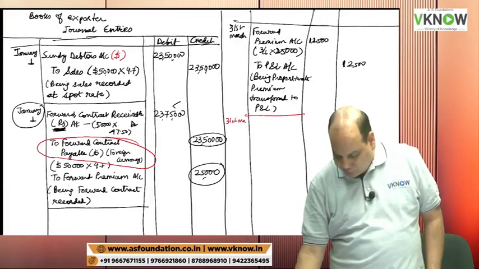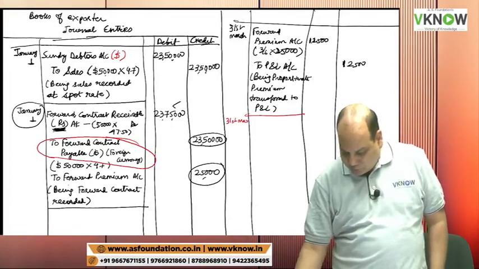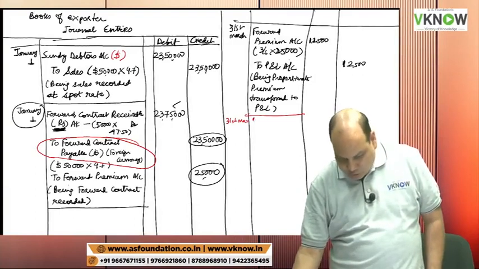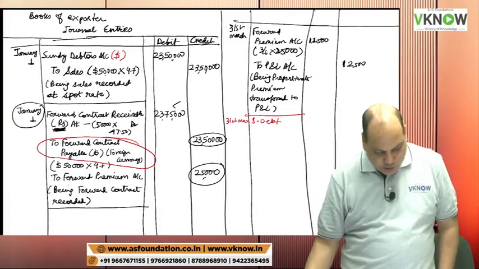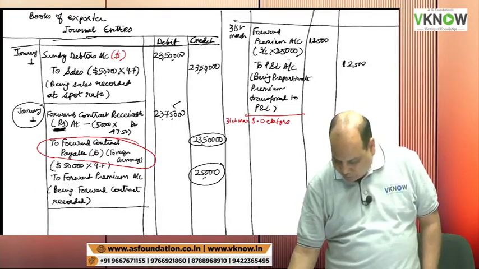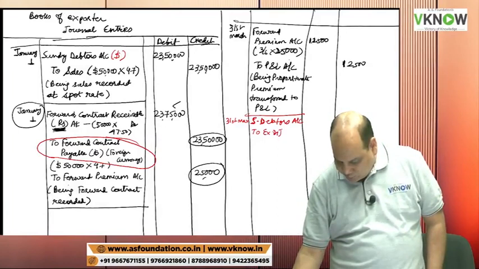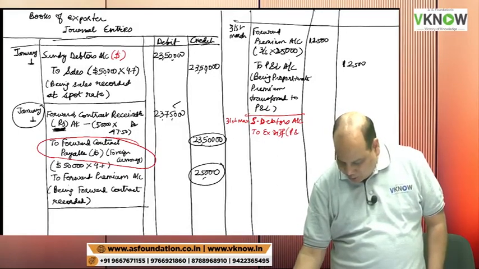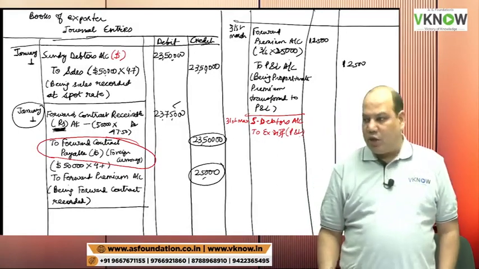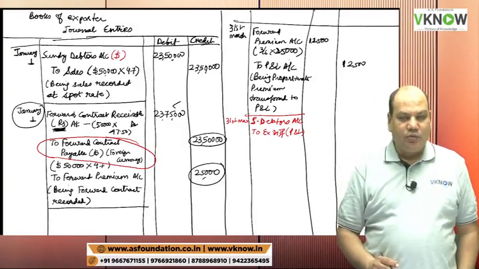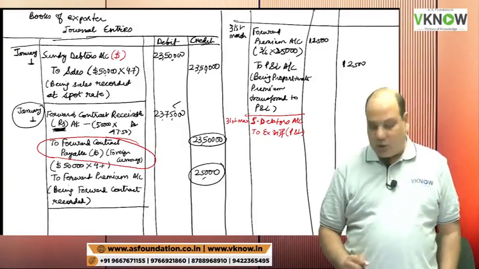31st March. Sundry debtors account debit to exchange difference (in bracket, P&L account). Otherwise, I will have to pass a separate entry for transferring to P&L account.